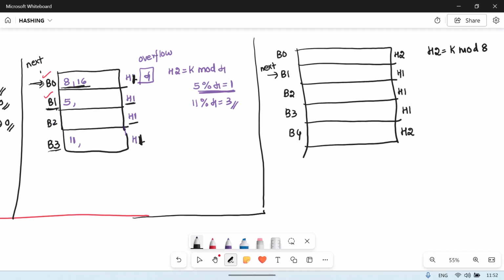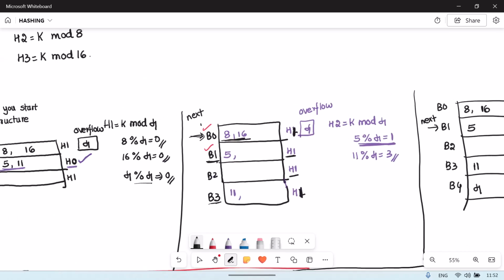B0, so it is 8. So 8 mod 8 is equal to 0. So it will still be here. And the other element that we have is 16 mod 8, which is again 0. So again 16 will come here. Overflow was here. That is 4. So 4 mod 8 is not possible, so 4 only will be the answer. Now 4, instead of being the overflow, it will come here. 5 and 11 will remain as they are.